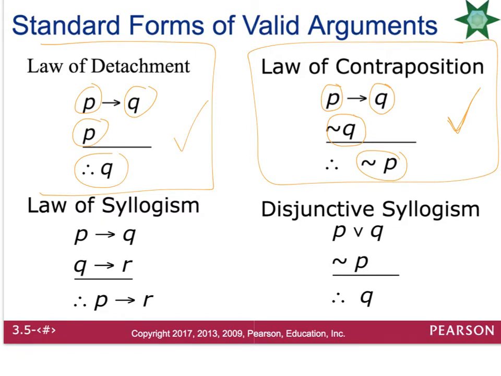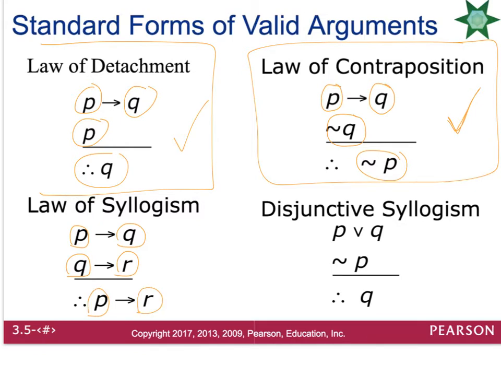If you ever notice your argument is in that form, just state the law of detachment is always valid. Do not do the truth table. The law of syllogism: if P, then Q. If Q, then R. Therefore, if P, then R.